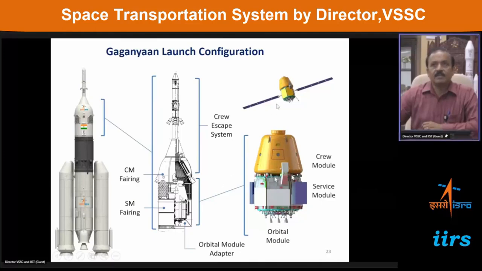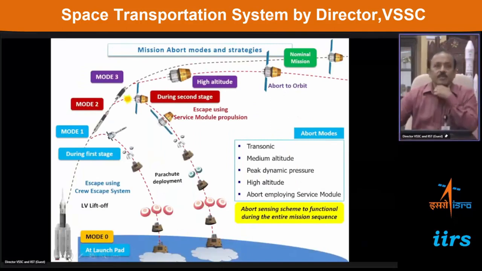And it is like this when it is deployed. The solar panel is deployed. The satellite looks like this in orbit. So this is how it is going up using LVM3 from Sriharikota.